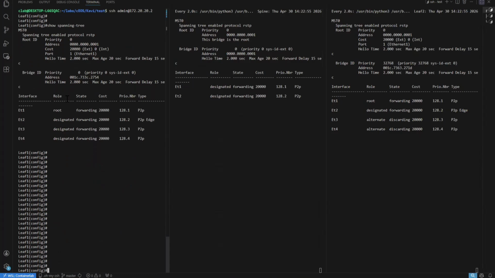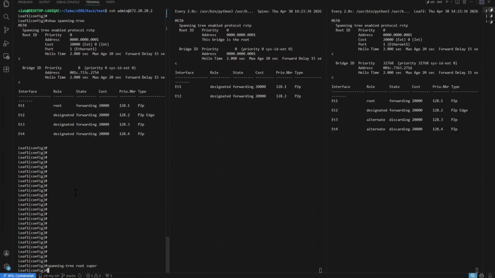Okay, but the MAC address is still the same original MAC address, and you can see the spine is still the root bridge. So even though now we have leaf one with priority of 0 and spine with priority of 0, even if somebody else comes with priority of 0, because spine has the lowest MAC address, it will always win. Let me do one more test as well. Spanning tree root super on leaf one.